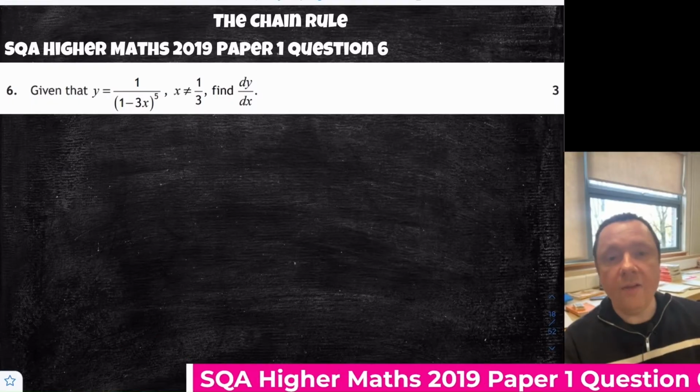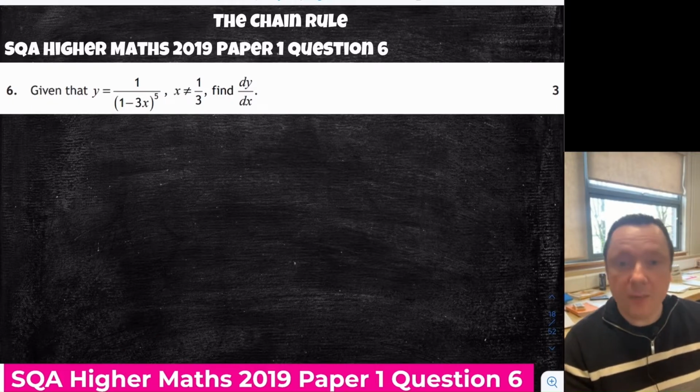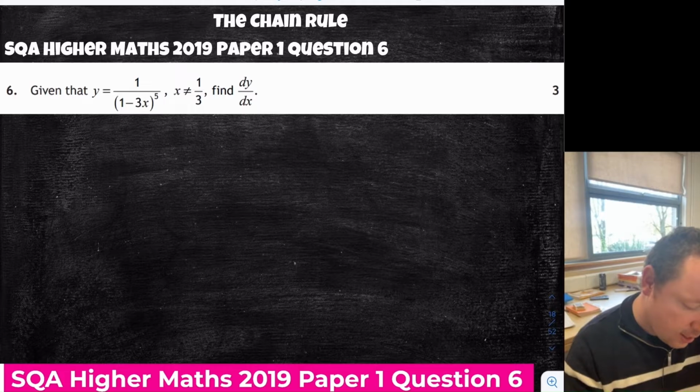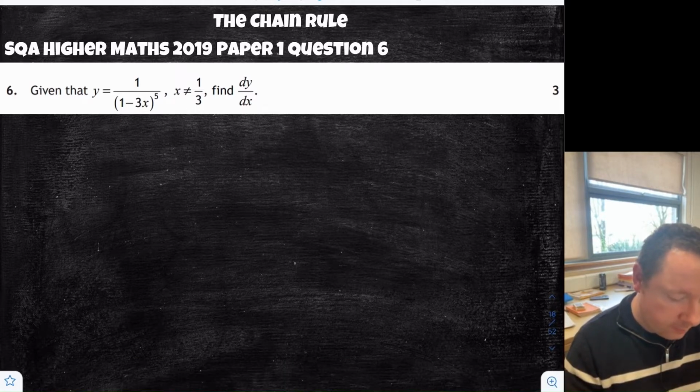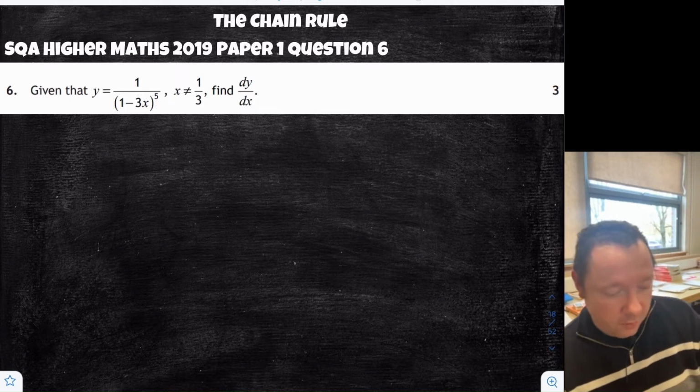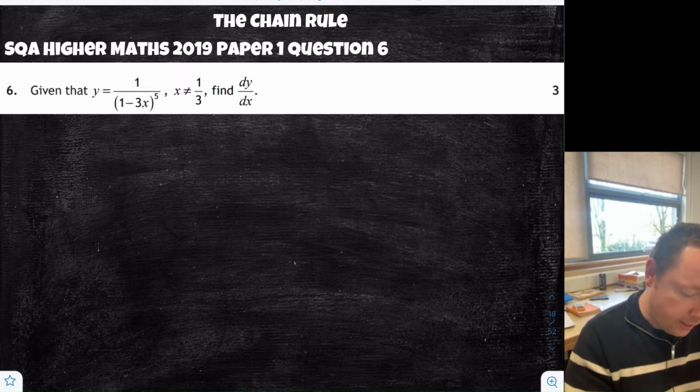And we're done there. Okay, the chain rule, SQA Higher Maths 2019, Paper 1, Question 6. Given that y equals 1 over (1 minus 3x) to the half, and x is not a third, find dy by dx. Let's get it ready to differentiate.